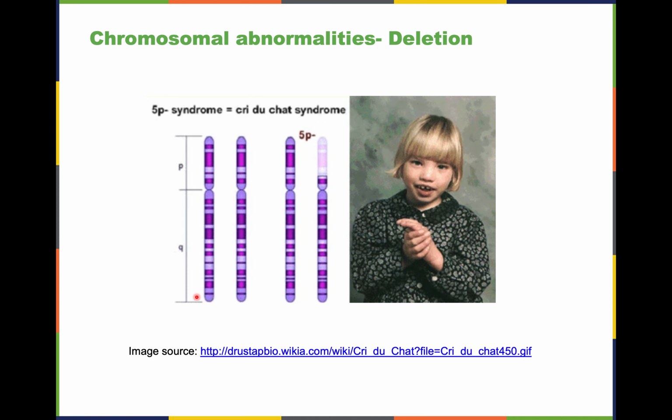Now, non-disjunction is not the only kind of chromosomal abnormality. There are times where a part of a chromosome just gets deleted.